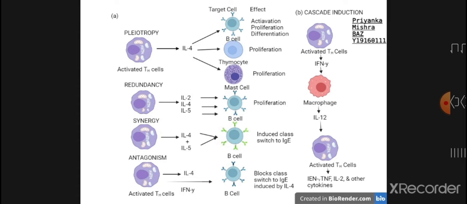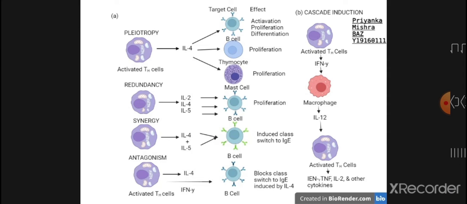Autocrine means a particular cytokine may bind to a receptor on the membrane of the same cell that secreted it. Second one, paracrine, signaling to a neighboring cell. That means a particular cytokine may bind to a receptor on a target cell in close proximity to the producer cell. Third one is endocrine, signaling a distantly located target cell through the circulation.